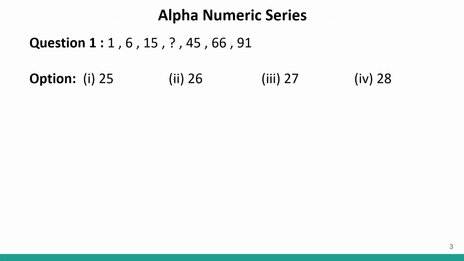Before we start discussing the questions, there are certain concepts that we need to revise. The first concept is the difference between odd and even numbers. This you have already done in your very primary classes. Odd numbers are those numbers whose unit digit, that is the last digit, ends with 1, 3, 5, 7 or 9, correct? And even numbers are those numbers whose last digit ends with 0, 2, 4, 6 or 8.